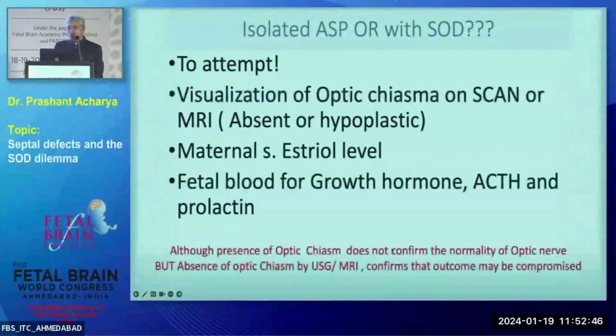So, as Nitin and Chandar discussed yesterday about severe ventriculomegaly, you may find this kind of absent septum pellucidum. Is it isolated ASP or associated with septo-optic dysplasia? As I discussed, there are three things to look for, and try to attempt visualization of the optic chiasma on scan or MRI. Is it present or absent?